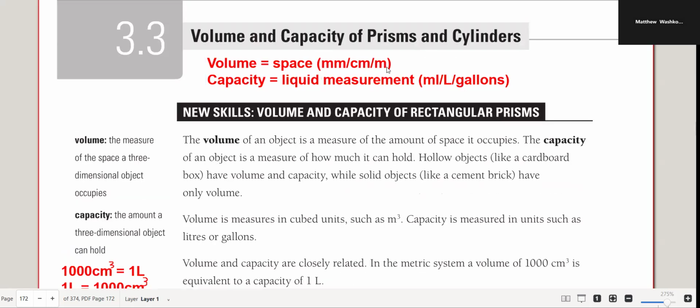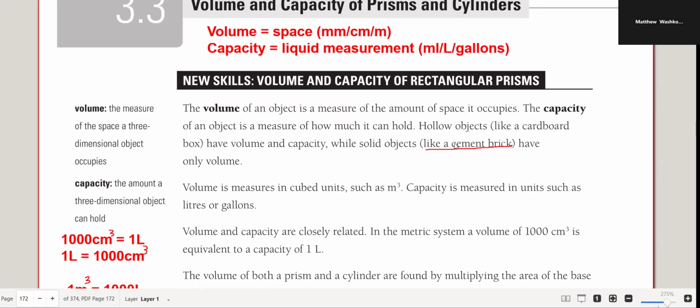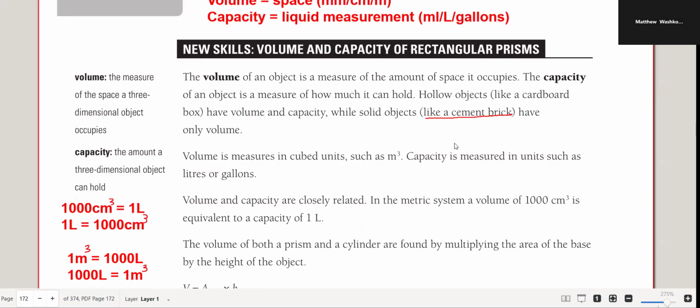Things can have both a volume and a capacity. They can be both, right? That same glass with the sand and with the milk can have both volume and capacity. Some solid objects, though, like a cement block or a brick, only have volume. I can't put anything in them. They can't hold any liquid.